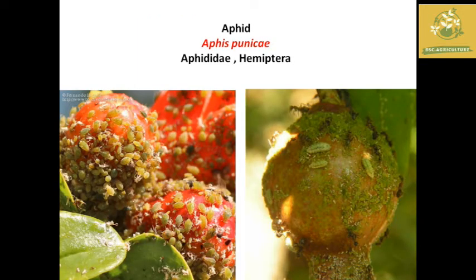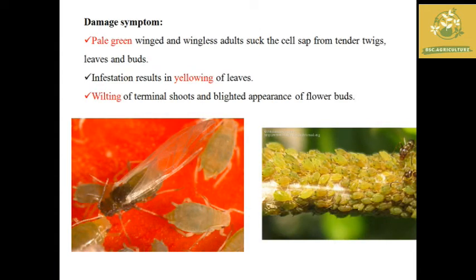And so the next one is aphids. The scientific name of aphids is Aphis punicae, and they come under the family Aphididae and order Hemiptera. While talking about the damage symptoms, they cause damage as pale green winged and wingless adult insects which suck sap from the tender twigs, leaves as well as buds.